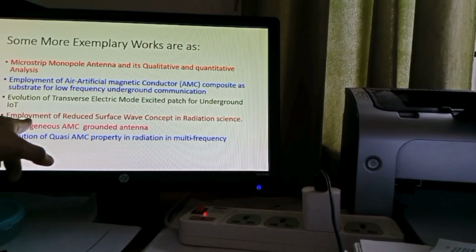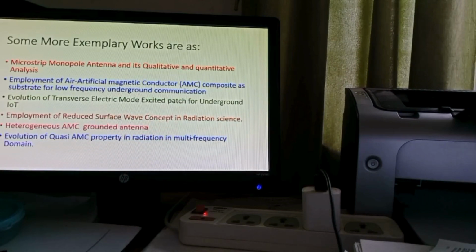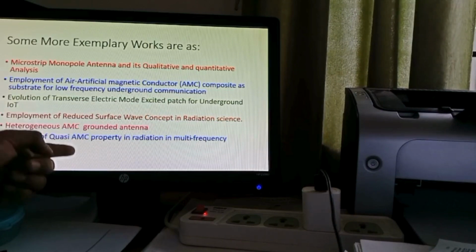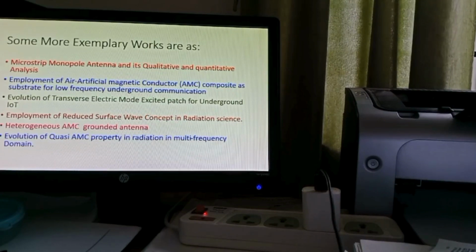And employment of the reduced surface wave concept in radiation science, that also has been in every paper. The physics has been elaborately given. Heterogeneous AMC grounded antenna, which is exploiting the quasi-AMC property in radiation in multi-frequency domain, which is also important for wireless underground sensor network. It is there in IEEE Antenna and Wireless Propagation Letters 2023. So these are basically the works. More works are there. We have not discussed.